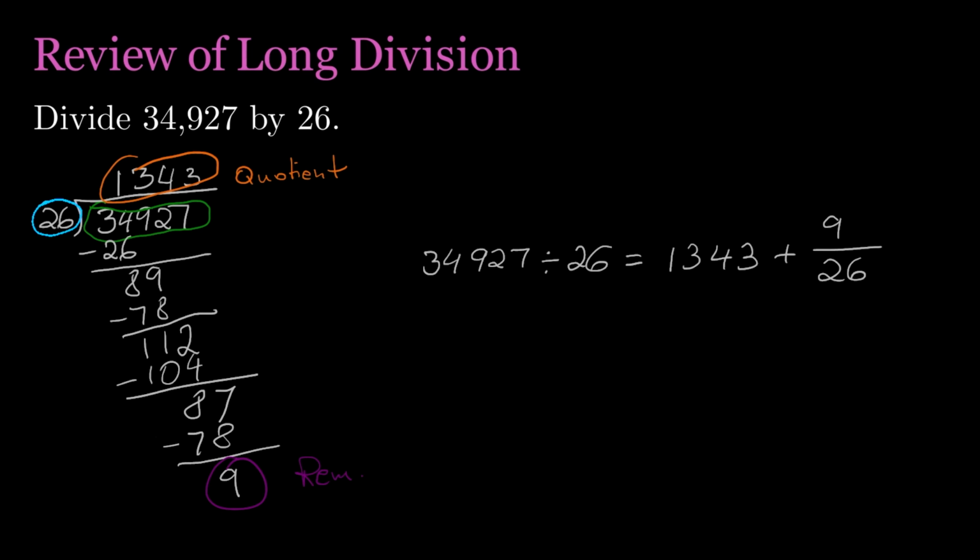And I'm just going to mark that every division problem, which is dividend divided by the divisor, should result in the quotient plus the remainder over the divisor. And that's how we want to write those answers.